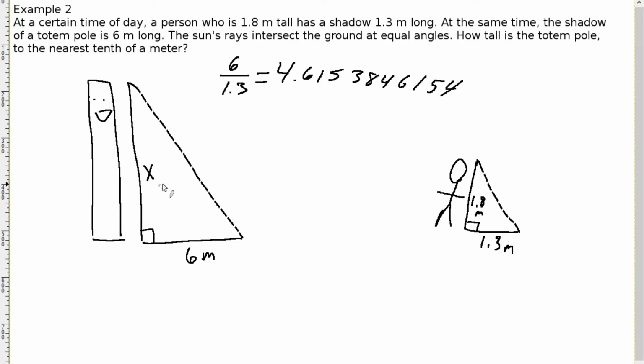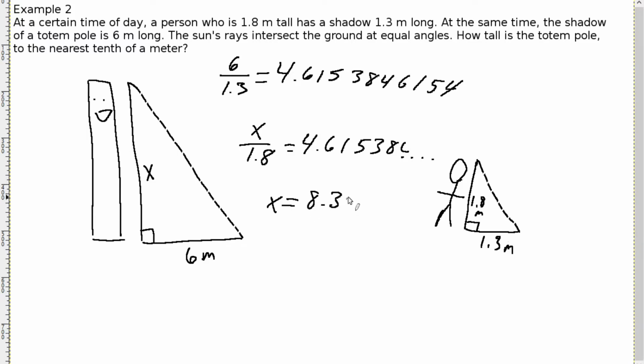And then we're going to set up a proportion, keeping things on the same side of this division. So our 6 was on top, our totem pole measurement was on top. So we go x divided by 1.8. And that should equal 4.61538. So let's go multiply both sides by 1.8. 4.61538 times 1.8, and we end up getting something around 8.31.